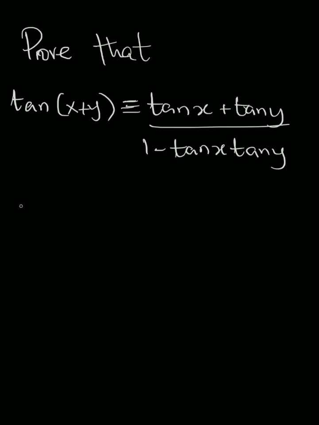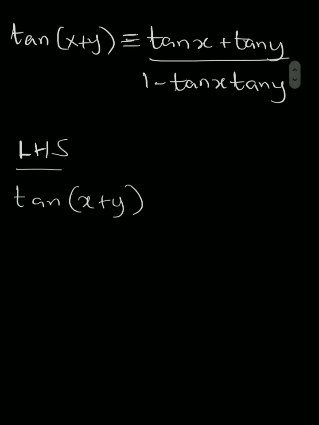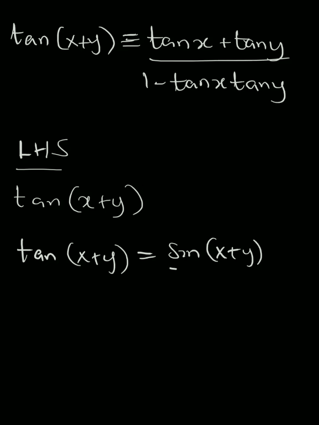Here we're going to work with the left hand side, which is tan(x + y). As we know, tan x gives us the quotient of sine over cos, so tan(x + y) will simply be the same as sin(x + y) over cos(x + y), like this.